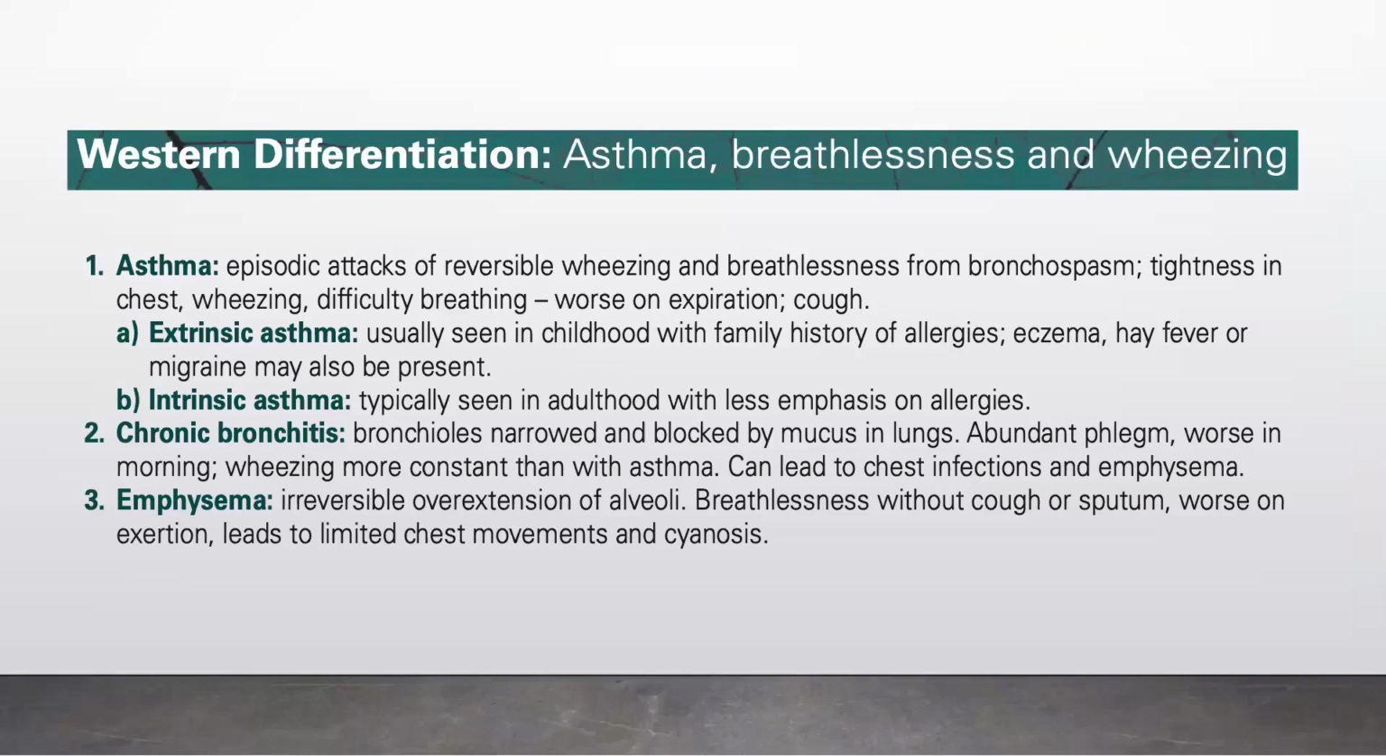Extrinsic asthma is usually seen in childhood with family history of allergies, eczema, hay fever, or migraine may also be present. Intrinsic asthma is typically seen in adulthood with less emphasis on allergens. For chronic bronchitis, the bronchioles are narrowed and blocked by mucus in the lungs. Abundant phlegm, worse in the morning, wheezing more constant than with asthma, can lead to chest infections and emphysema. Emphysema, irreversible overextension of alveoli. Breathlessness without cough or sputum, worse on exertion, leads to limited chest movements and cyanosis.